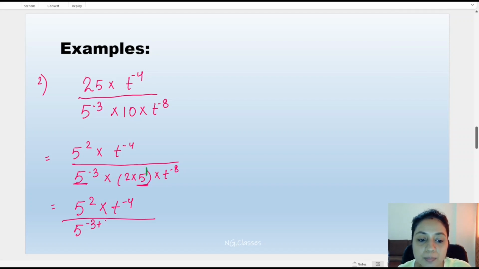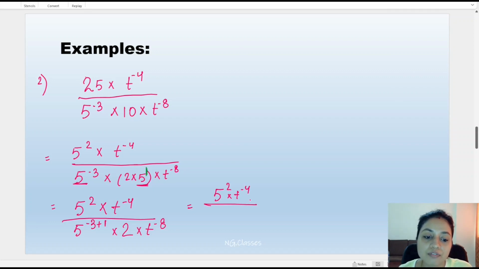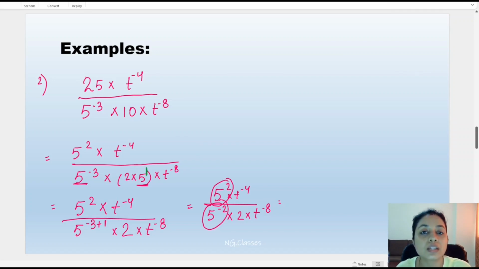So negative 3 plus 1 times 2 times t to the power minus 8 is equal to 5 to the power 2 times t to the power minus 4 divided by negative 3 plus 1, which will be negative 2, times 2 times t to the power minus 8. Now we can apply the division rule. Why are we going to apply the division rule? Because here we can see 5 squared is sitting in the numerator and 5 to the power minus 2 is sitting in the denominator. So one term is in the numerator, another is in the denominator. That means both are in division with each other, right? So let's apply the property of division.